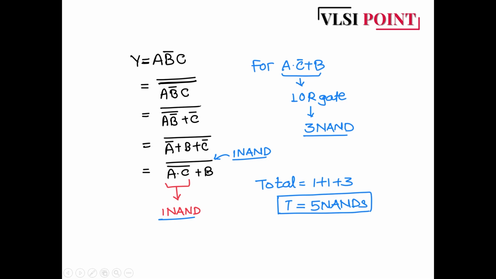So to implement this, we require 3 NAND gates. The fourth NAND gate is for the A into C bar, and the complete whole bar is the fifth NAND gate. So total: one, second, and those 3 for the OR gate. So a total of 5 NAND gates are required. Our answer is C, 5 NAND gates.